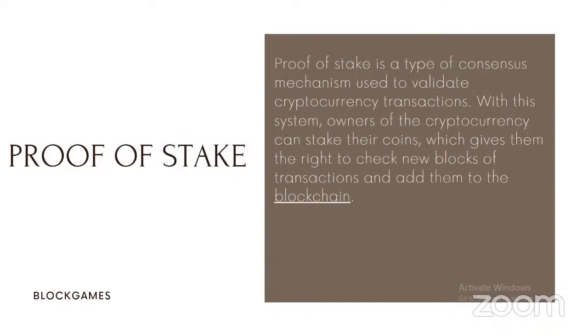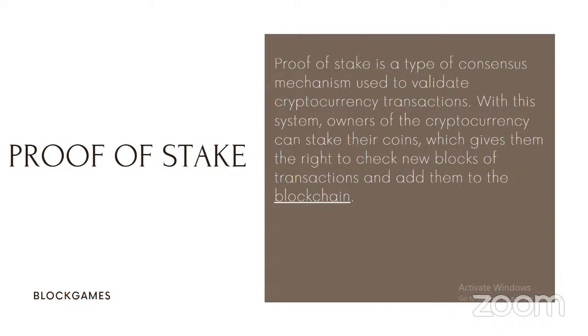Proof of stake is a type of consensus mechanism that is used to validate cryptocurrency transactions. With this system, owners of cryptocurrency can stake their coins, which gives them the right to check new blocks of transactions and add them into the blockchain. So proof of stake is like a tool to secure a blockchain. It also helps to maintain accurate information. It uses an algorithm that chooses who can add the next block of transactions to the chain based on how many tokens are held.